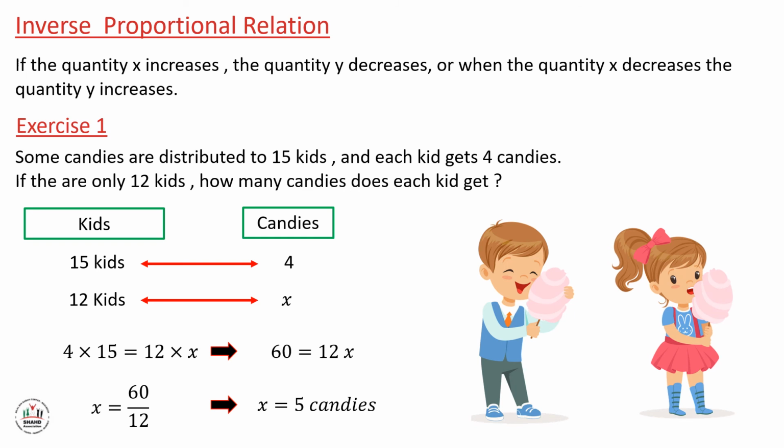So since the number of children decreases from 15 to 12, the number of candies for each kid will increase from 4 to 5.